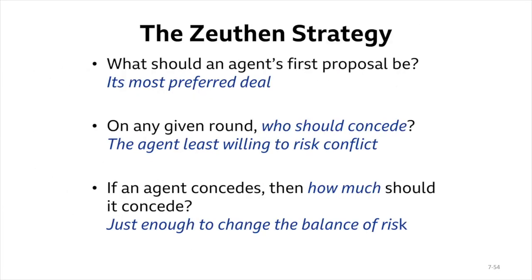Okay, so that's the protocol. How are you going to decide how to negotiate? So what we're going to put forward is a strategy, and you can implement this strategy, you can program it. It's called the Zeuthen strategy.